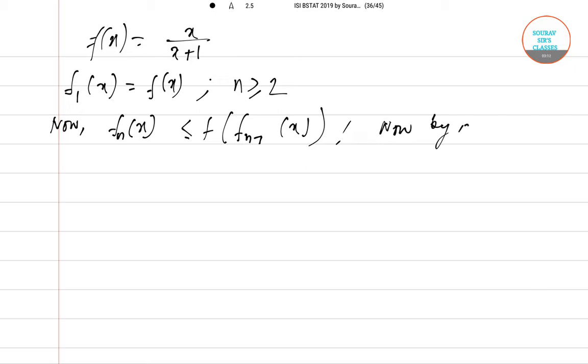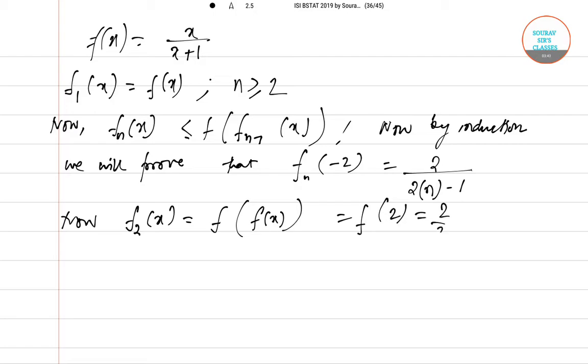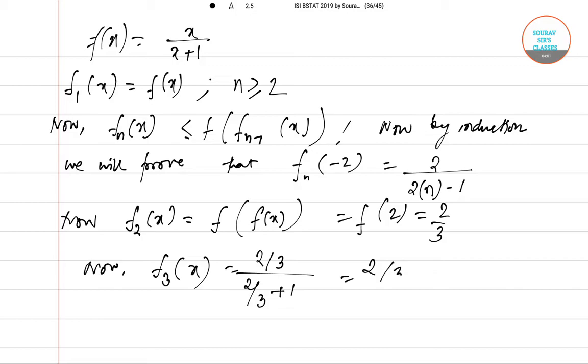By mathematical induction, which you all know, we will prove that fn(-2) is equal to 2 by 2n minus 1. Now f2(x) equals f of f(x), which is f of minus 2, that is 2 by 3. So this is what we are getting. Now f3(x) can be written as 2 by 3 divided by 2 by 3 plus 1. So it will be equal to 2 by 3 over 5 by 3. The 3s will cancel out, so it will be 2 by 5.